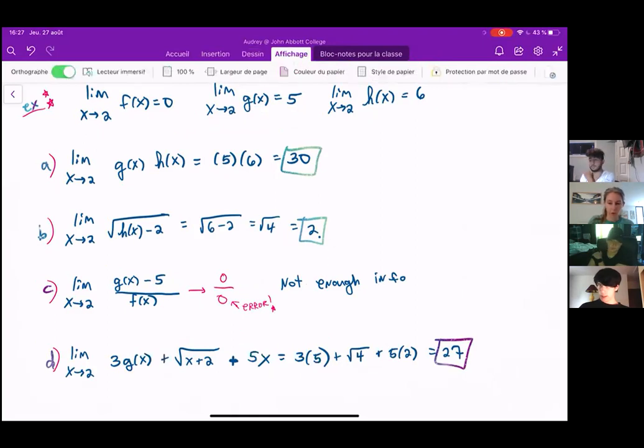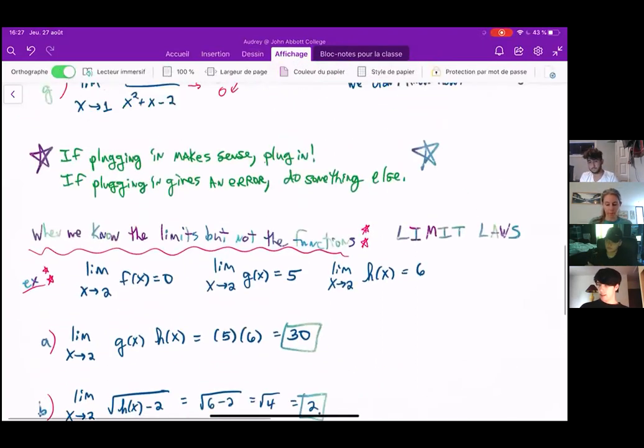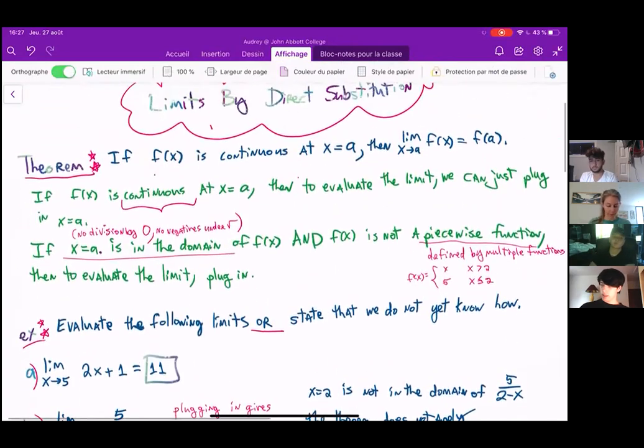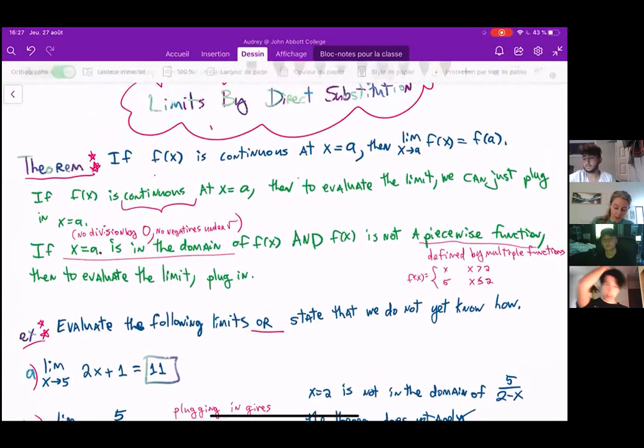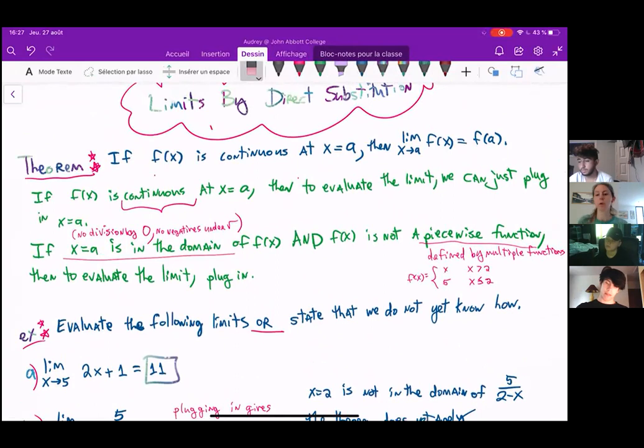Okay, so I'm just going to briefly go back up to the theorem. Our final part of the theorem said, if x equals a is in the domain of f of x and f of x is not a piecewise function, then to evaluate the limit, plug in. So that's what we've been doing with all of these problems. So now the next question is, well, what exactly is a piecewise function? We had a brief reminder there, but we'll do a bigger reminder now. And what do we do in the cases of piecewise functions?